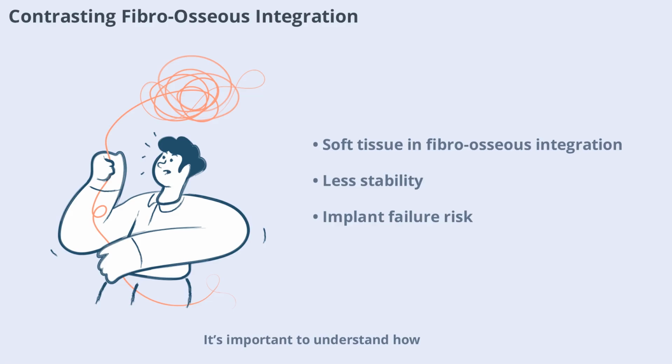It's important to understand how osseointegration differs from fibro-osseous integration. In fibro-osseous integration, soft tissues such as fibers or cells are interposed between the implant and the bone. This type of integration does not provide the same level of stability or long-term success as osseointegration. The presence of soft tissue can lead to micromotion and eventual implant failure. Therefore, achieving direct bone-to-implant contact is the gold standard for implant success.